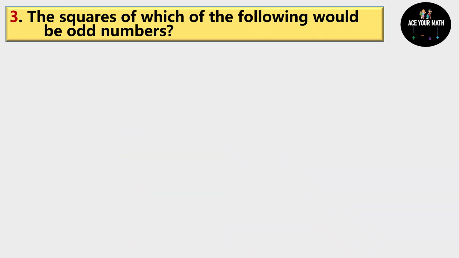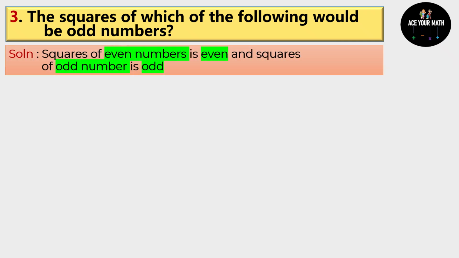Now let's solve the next part. Next question, question number 3. The squares of which of the following would be an odd number? We have to just identify whether the squares of the given numbers are odd or even. See, the answer is very simple. The square of an even number is even and the square of an odd number is odd. So for such a question, first identify whether the given number is even or odd.